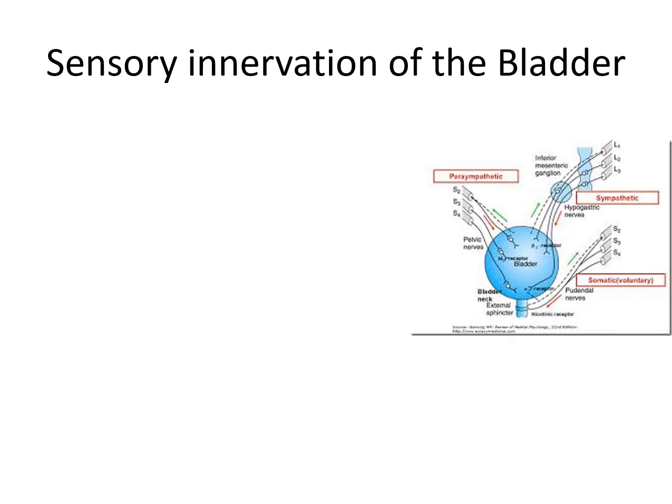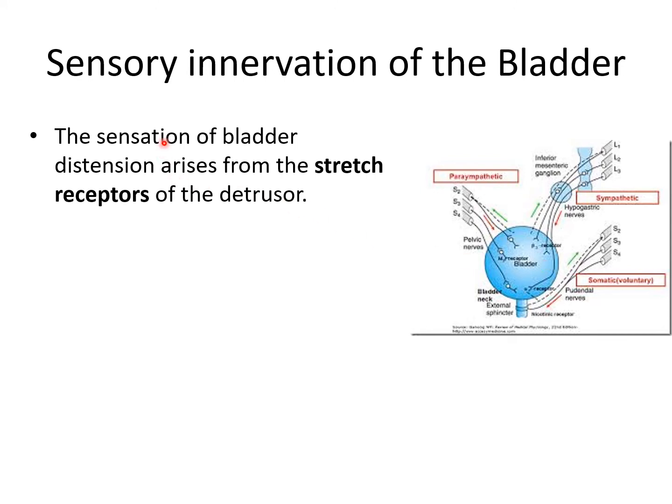Now, before going to the micturition reflex, we see the innervation of the bladder. First, the sensory innervation of the bladder. See in this picture, the green are the afferent or sensory nerves of the bladder. The sensation of bladder distension arises from the stretch receptors of the detrusor, the receptors present in the bladder muscle. So they feel the sensation of distension when there is accumulation of urine within the bladder.